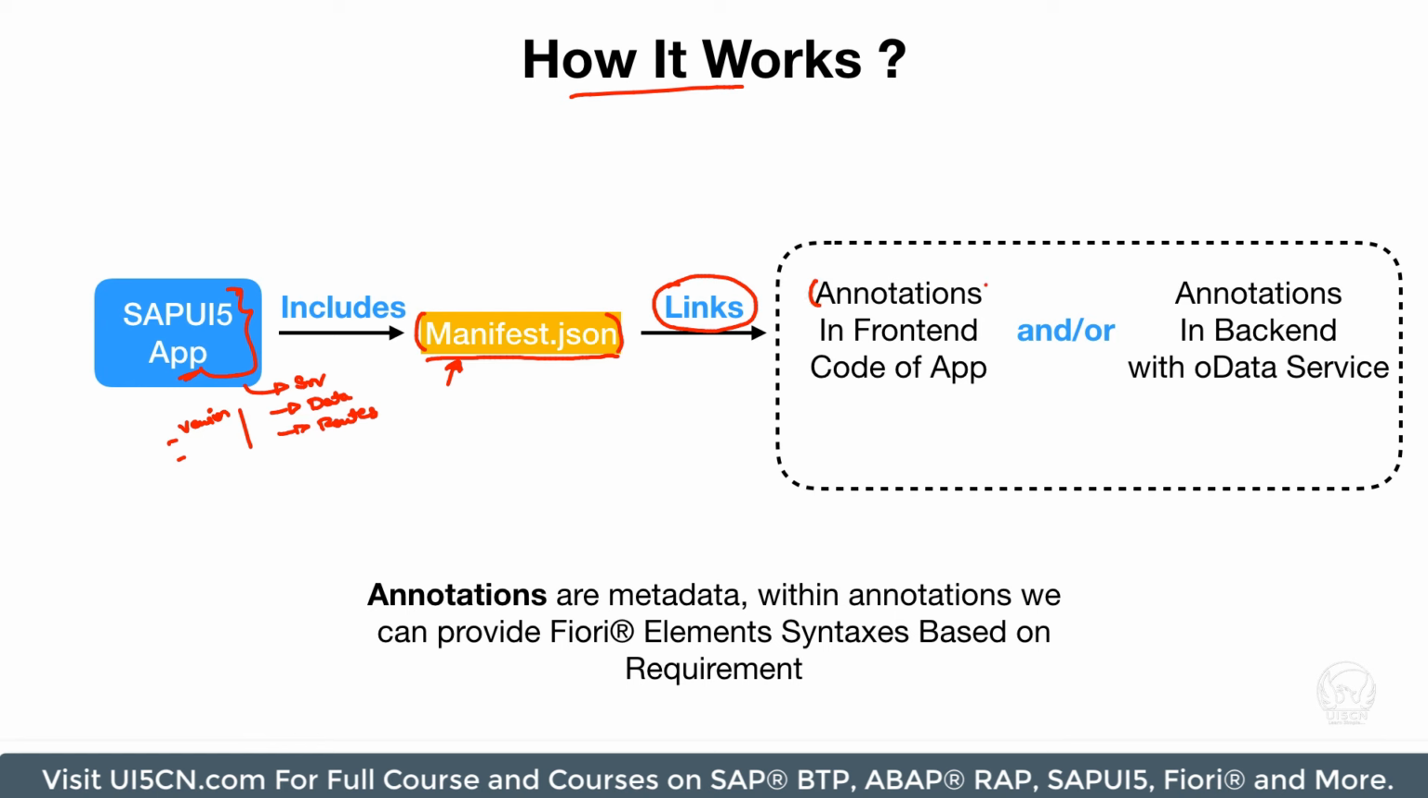Now this annotation can be defined in the front-end code of the application. So if you have a folder, this folder consists of multiple files, and these are all the files which are required within your application. Then one of the files will also be your annotations. So you can also have the annotations defined within your application code, and this is normally present in an Annotation.XML file. So you have this Annotation.XML format file which defines the annotations.